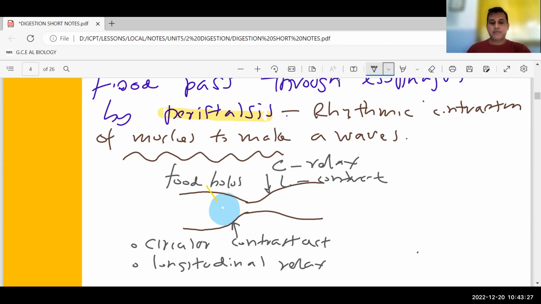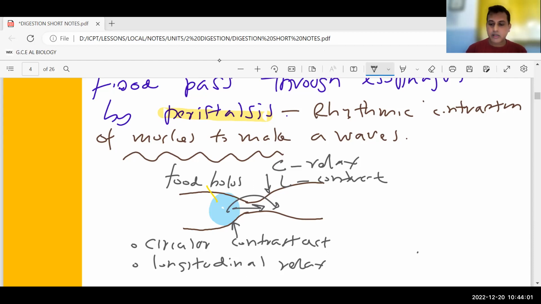Then in this place, when it contracts, the food goes forward. Then again it changes to this place. Same thing again changes at this place. It's like quickly going as a wave: circular contracts, longitudinal relaxes. Opposite, in front of that, circular relaxes, longitudinal contracts. When the food goes to this place, again circular contracts, longitudinal relaxes.